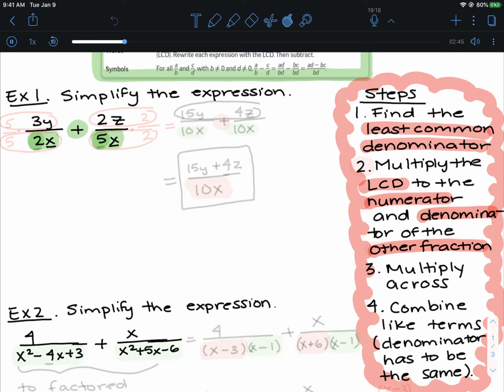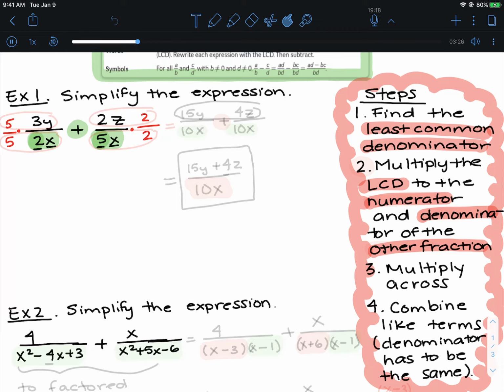So what I'm going to do, the denominator on the 3y divided by 2x is 2, and the denominator on the right side is the 5. So I am going to multiply the first fraction by a 5, and what I do to the bottom, I do to the top. Now the second fraction is going to be multiplied by 2, and I'm going to put that in the bottom and the top. Doing this is going to give me the same denominator on both sides.